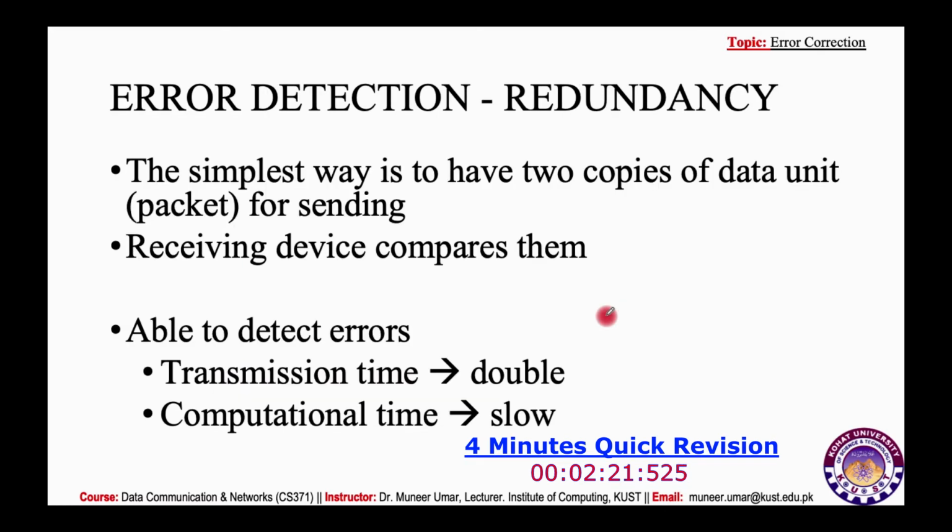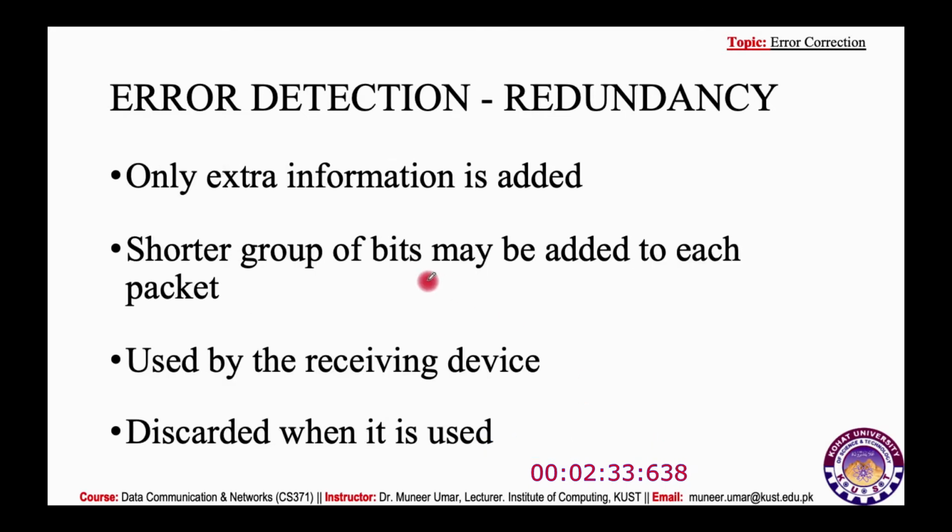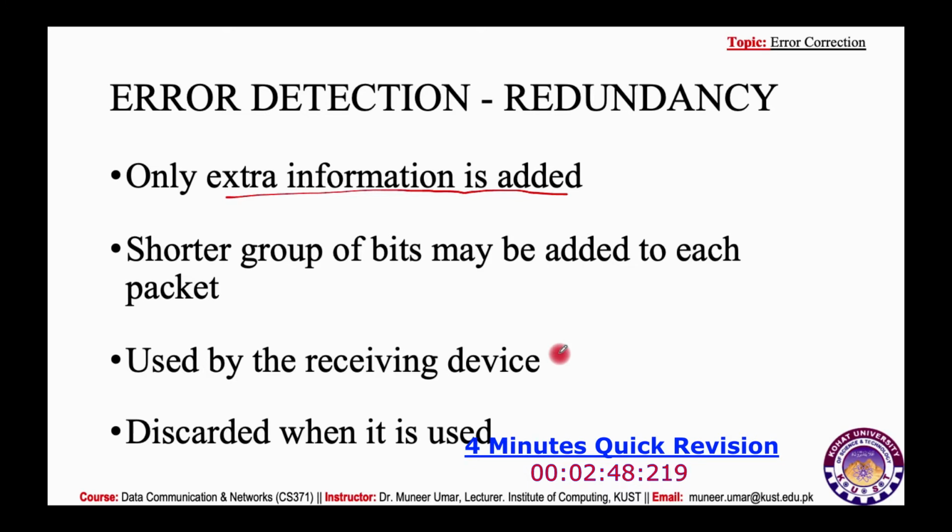So we need redundant data. The simplest way is to send two copies of data, but that thing would double the transmission time, and also the computation time will be slower as compared to the normal case. So we can add some additional information with the message to help the receiver detect the errors in the data. A shorter group of bits may be added to each packet. These additional bits are used by the receiving device to detect whether there is any error or not, and once the process is done, these additional bits are discarded by the receiver.